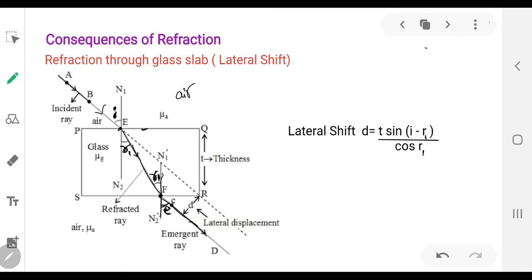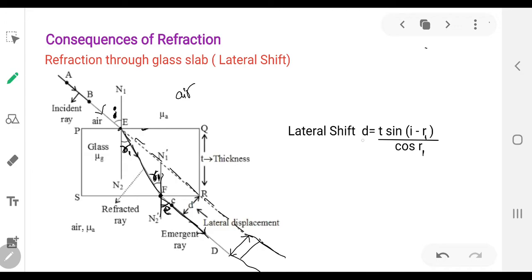Look at the emergent ray. When you extrapolate the direction of the incident ray and compare it with the emergent ray, both are parallel to each other. So the emergent ray is traveling in the same direction as that of the incident ray. Only thing is it has shifted by a certain distance. It has shifted laterally. This displacement in the emergent ray with respect to the direction of the incident ray is called lateral shift.